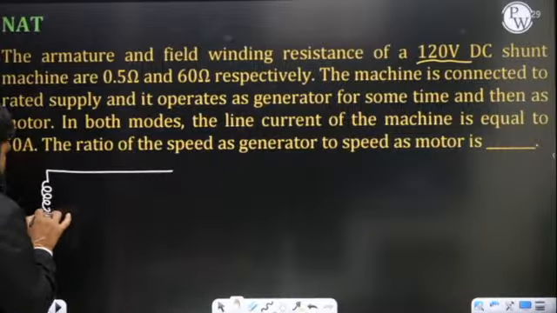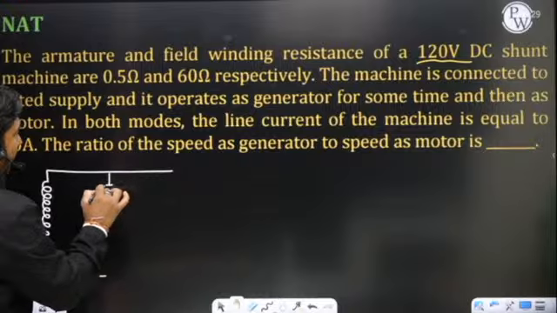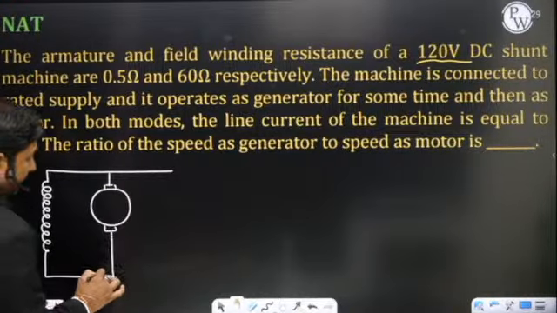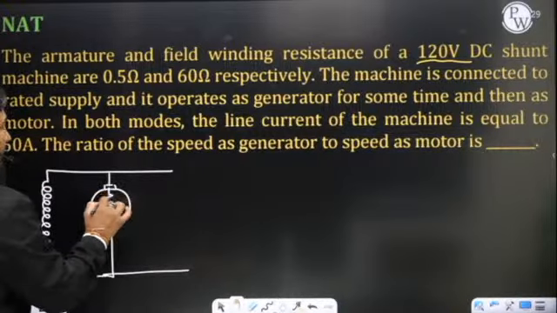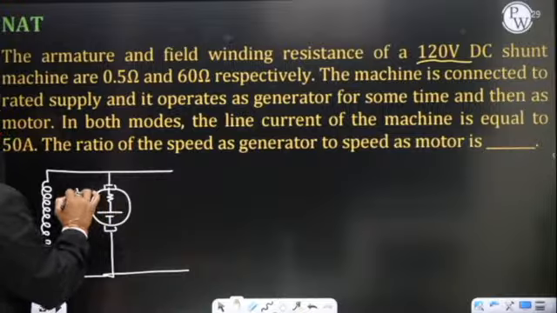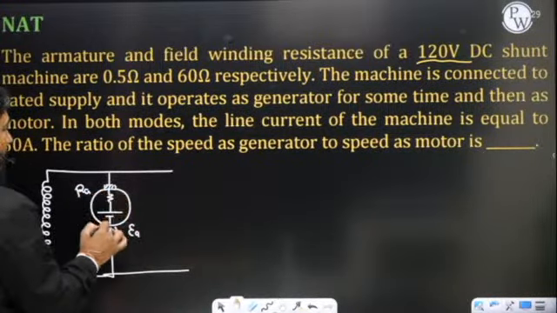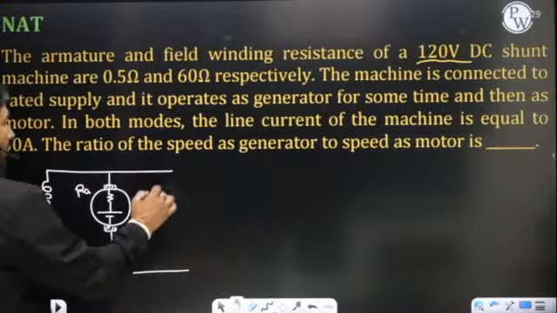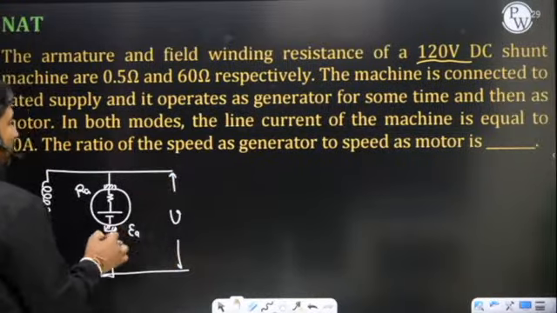In both the cases, line current will remain 50 ampere. When we talk about a DC machine, it will always be represented by RA, EA and brushes. Whether the drop is given? No, sir. Voltage V is given to you, that is 120 volt.